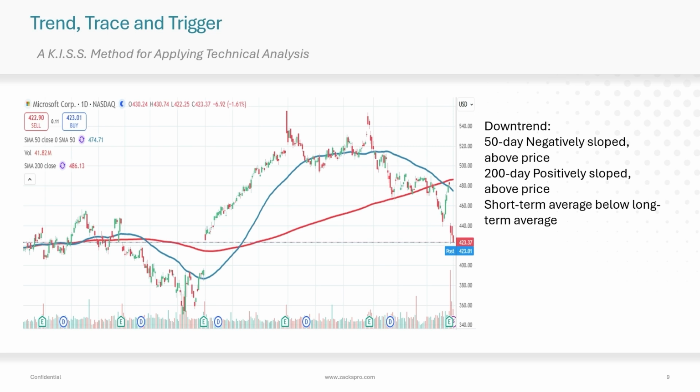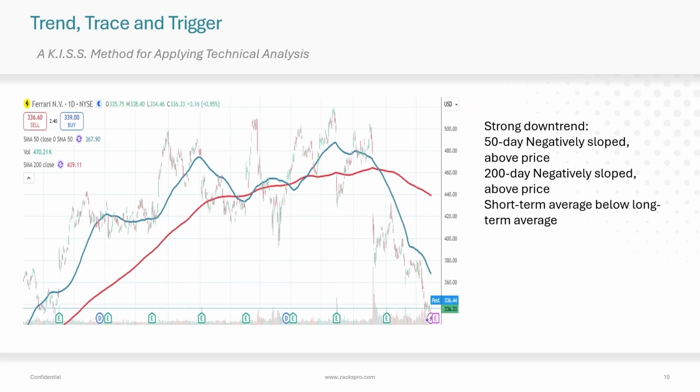So if you take a look at Microsoft, the 50-day is above the price and negatively sloped. But I threw a wrinkle in this with the 200-day being positively sloped above the price. The short-term average is below the long-term average. So you are in a downtrend, but it could get worse, because if that 200-day continues to roll over, then that's when you get into these really strong downtrends.